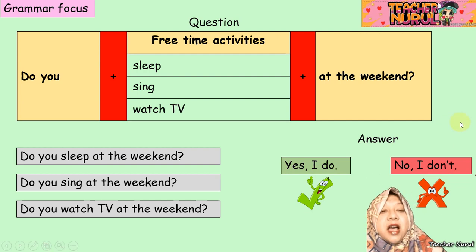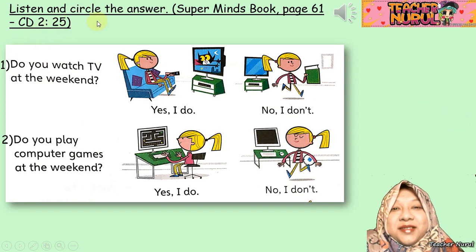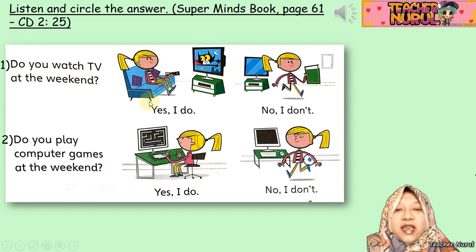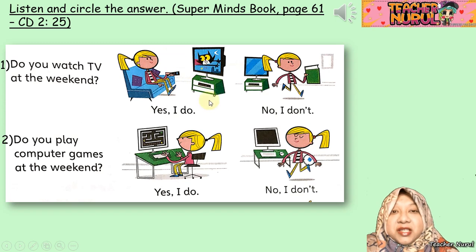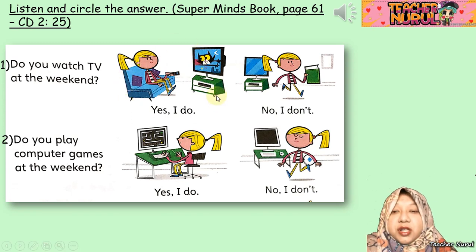Okay, now let's do a listen and circle the answer activity. You can see here, do you watch TV at the weekend? The answer is yes, I do, or no, I don't. I'm going to play an audio and then you're going to circle. If the answer is yes, I do, you circle yes, I do. You know circle? Circle like this. If you don't, you circle no, I don't.